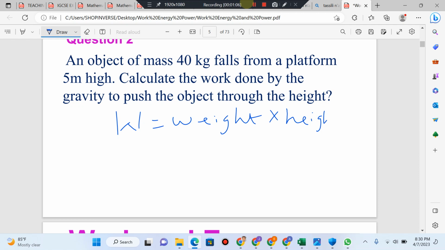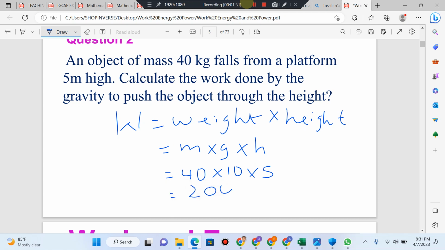The force is the weight and the distance is the height. In order to calculate the weight, we have to multiply the mass by the gravitational field strength, okay? And then we multiply that by the distance, which is the height. By the time we multiplied the mass by the gravitational field strength, we got 400. We multiply that by the height, and you get 2000 joules. So those are the formulas for calculating work done.